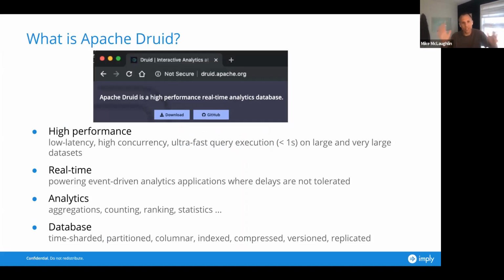If we start off at the very beginning, what is Apache Druid? If you go and look at Druid's website, you're going to see a really concise description of Apache Druid. If you really think about it, it boils down to a high-performance database, really focused on the real-time portion of that. So it's a high-performance database focused on real-time analytics. Analytics means aggregations, counting, ranking, statistics, all the normal things you think of related to analytics. But the key is that it's a database.